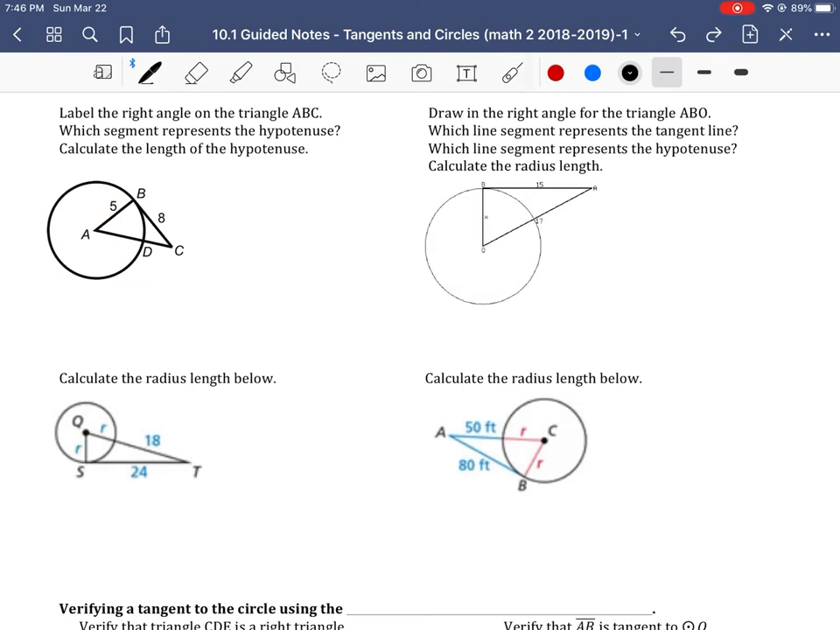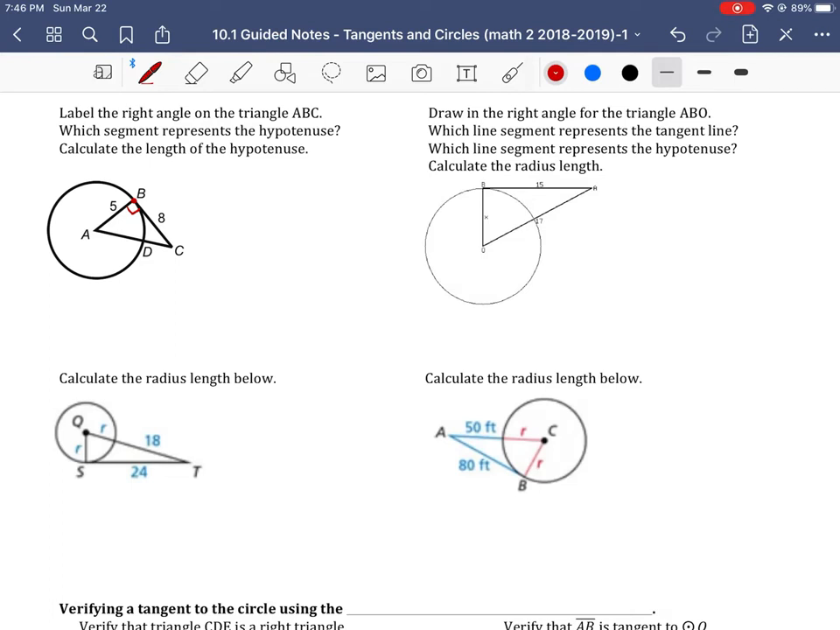On this first one, it says label the right angle in the triangle ABC. So again, just like we talked about, the right angle is not here at the center, right? That's not a right angle. It's where the point of tangency meets that radius. So the radius of this circle would be 5, and this right here would be the right angle in this nice little triangle that's built here.